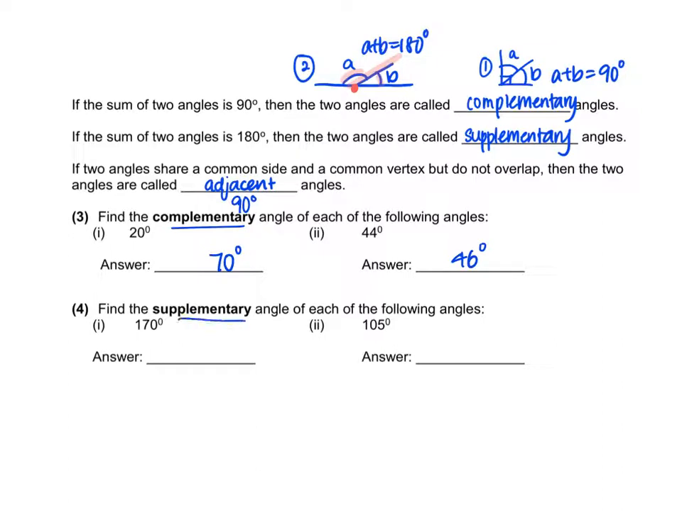Supplementary angles add up to 180 degrees. So 170 plus what will give you 180? 10. And 105 plus what will give you 180? 75 degrees. So we shall continue with the next part.